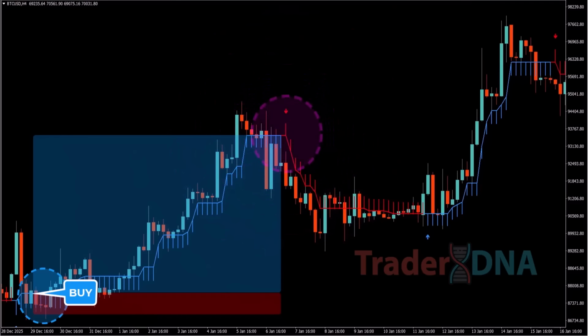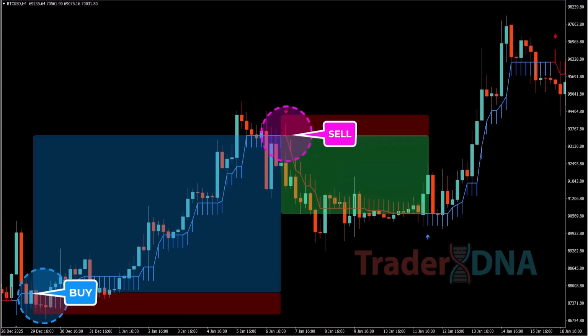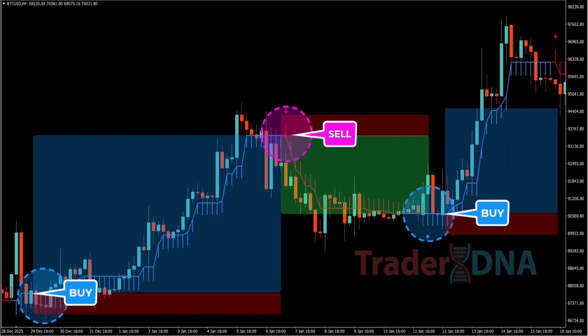Then right here, the indicator flips to red, which means the trend has shifted to bearish. And now you should only be looking for sell entries. And as you can see for yourself, price drops hard, delivering another massive profit move. Next, the indicator switches back to blue, which means it's time to buy again. And just like before, price launches higher and gives you another powerful upside move with maximum profit potential.